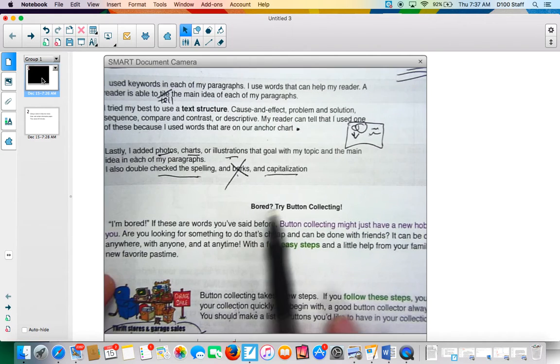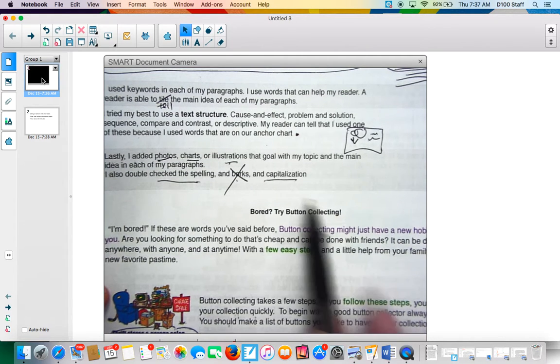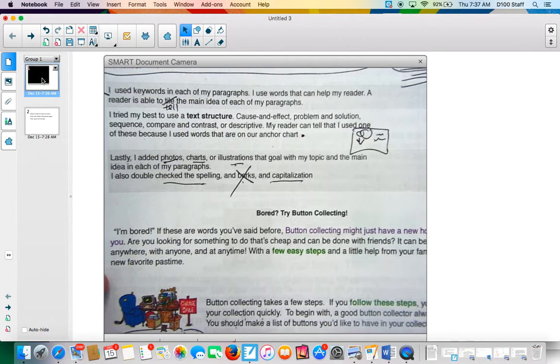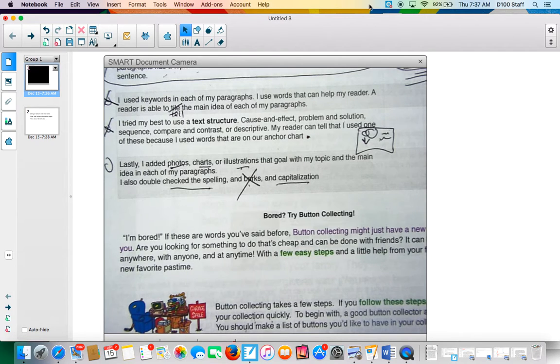Lastly, go ahead and add a title that goes with your topic, and it's something that might hook your reader. Go ahead and click pause. Try your best.